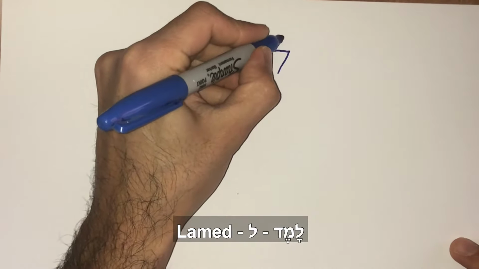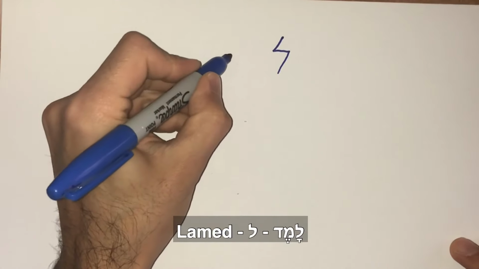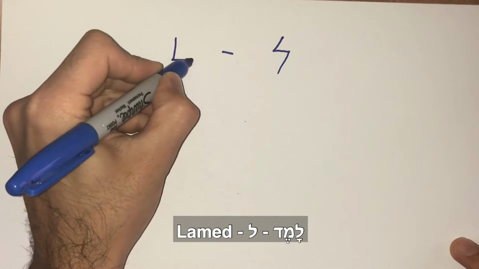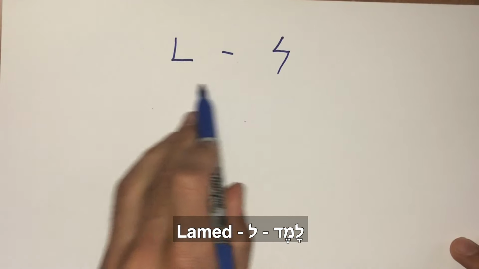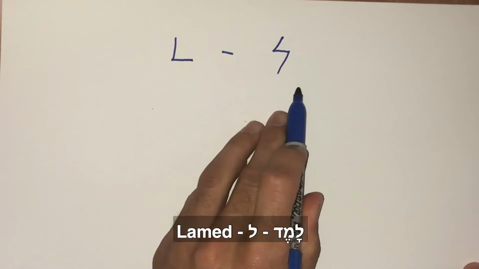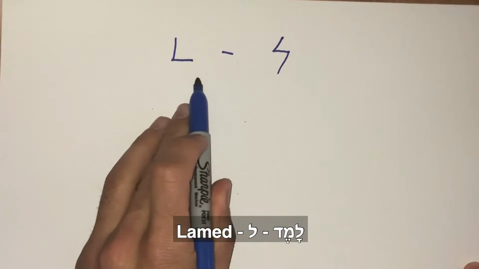The next letter is Lamed. The English equivalent is L. Also very easy to write it down. Lamed. L.